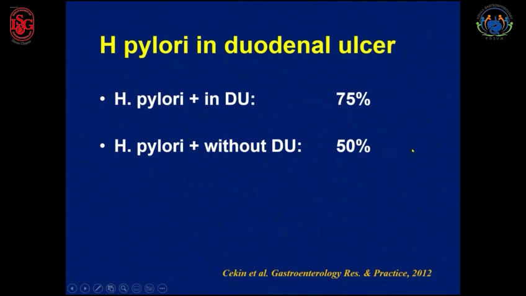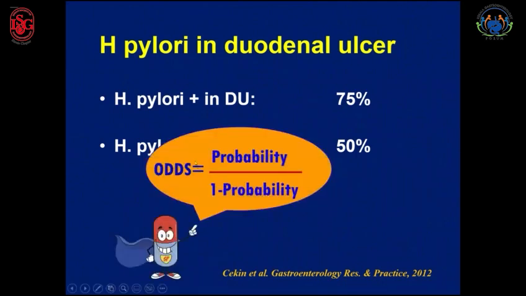Now look at what are the odds of persons having Helicobacter pylori. Odds, by definition, is probability divided by 1 minus probability. So for these people, 75% means the probability is 0.75. 1 minus probability is 0.25. Similarly, here the probability is 0.5. 1 minus probability is again 0.5.